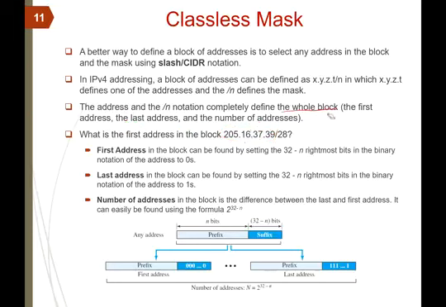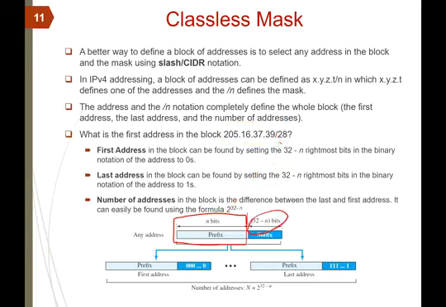So if you have, for example, this block, what's the first address in the block? How do you find the first address? You see here it says /28, which means the prefix here is 28. So 28 bits are for network. So how many for host?